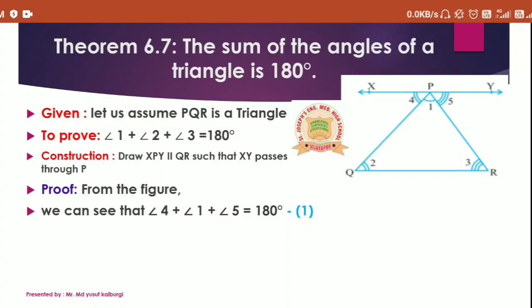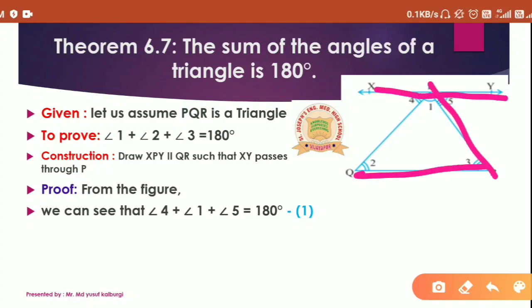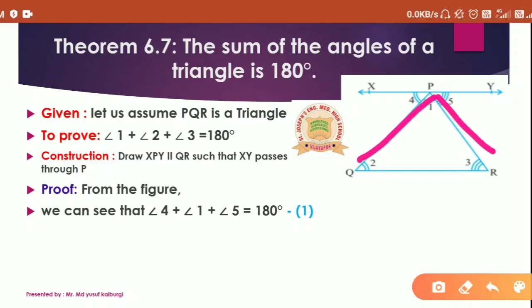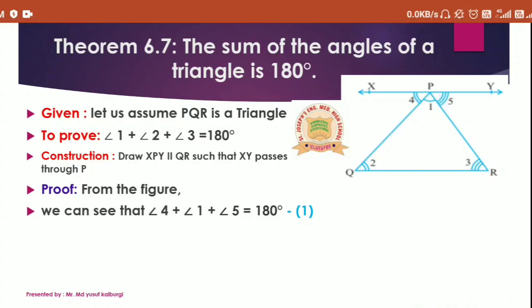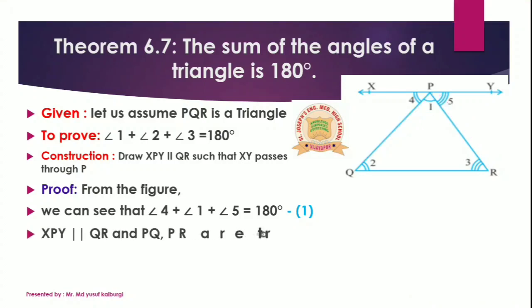Now if you observe, by construction we have XY parallel to QR. So XPY is parallel to QR, and PR and PQ become transversal lines. If these two lines are parallel, the lines cutting them, PQ and PR, are transversals. Let us write that: XPY is parallel to QR, and PQ and PR are transversals.